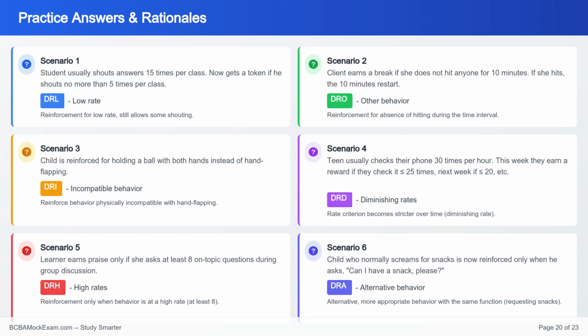Item 5 is DRH. The learner must produce at least 8 on-topic responses, meaning we're increasing the rate of a desirable behavior. And finally, item 6 shows a functional replacement. Screaming for snacks is replaced by an appropriate request, so that's DRA. The key to mastering these is training your brain to scan for the reinforcement rule first. Is it tied to 0 behavior, an alternative behavior, or a rate requirement? That single question often solves the entire item.